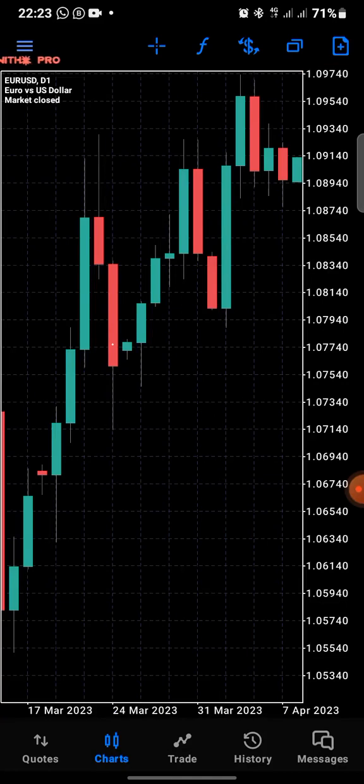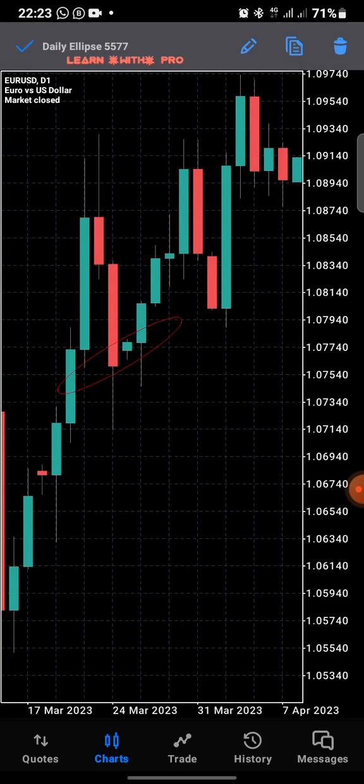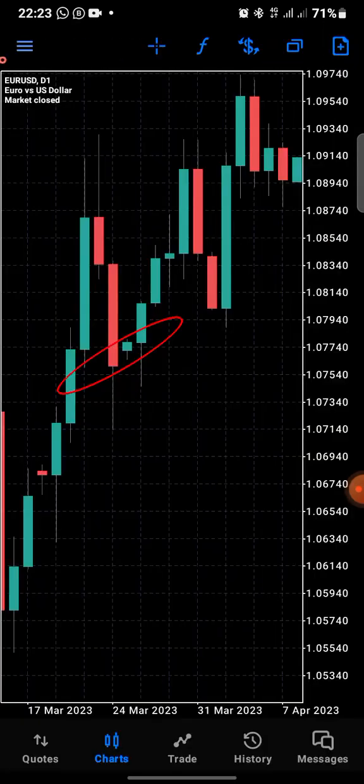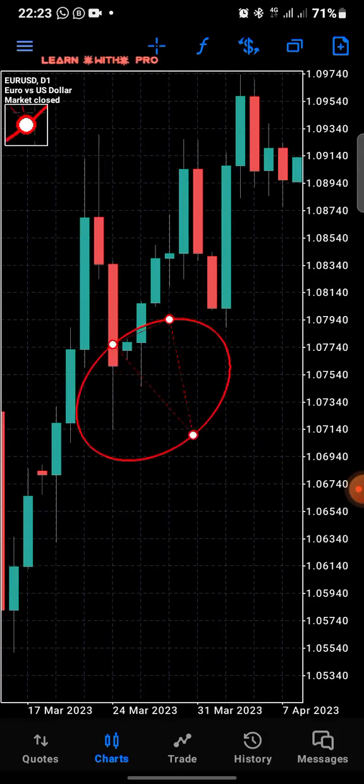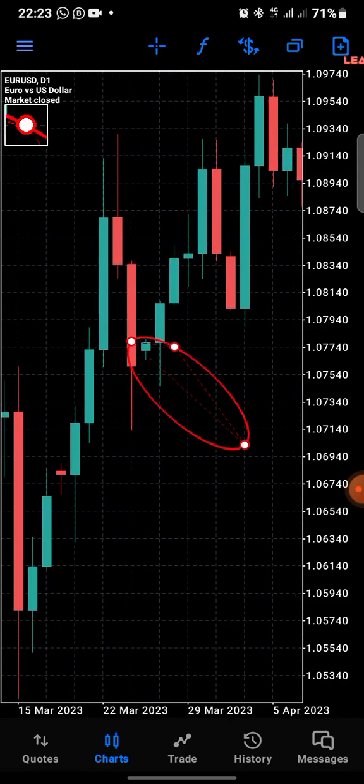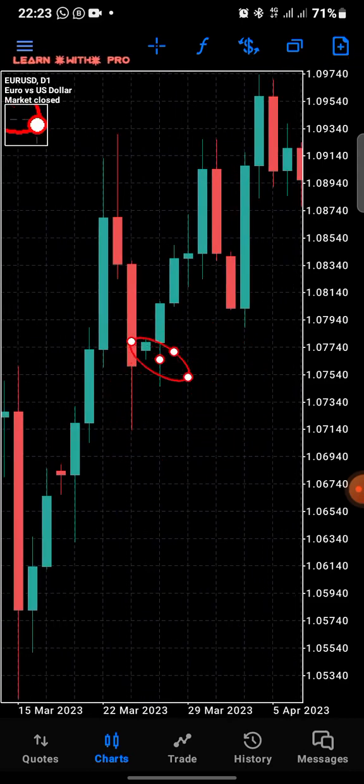Look at this small candlestick here. Trying to make it big. Now let's go on the 5 minutes time frame. Get what I'm saying?